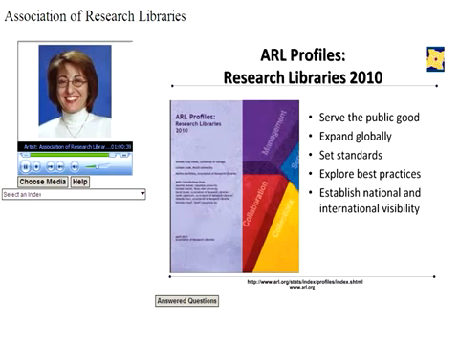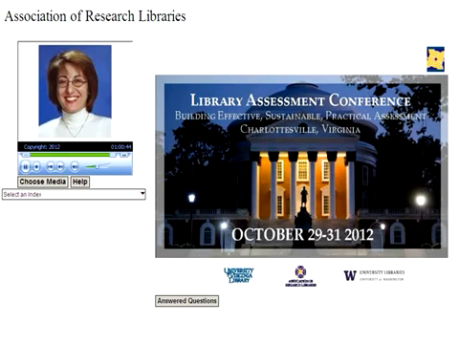Clearly, the profiles are one way to capture the shifts happening, yet another way to share what's happening is by coming to the Library Assessment Conference and participating actively in the community we have established. The next event is taking place in Charlottesville. We do have close connections with the University of Virginia, and this conference is co-sponsored by the University of Virginia, the University of Washington, and the Association of Research Libraries. So we hope to see many of you there in October.